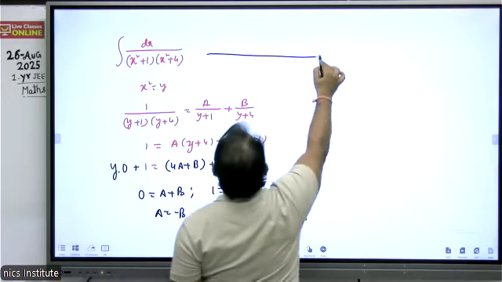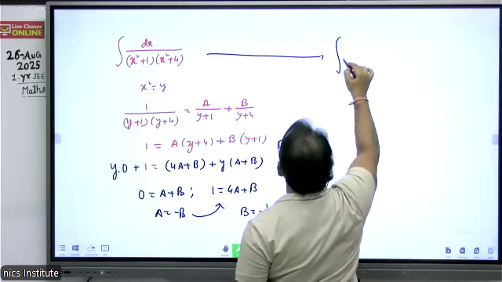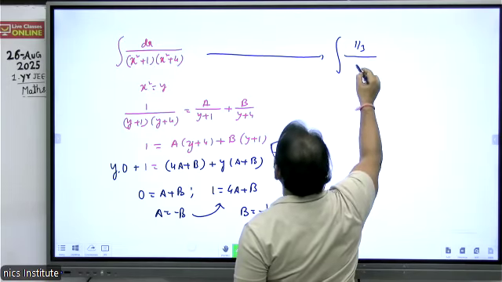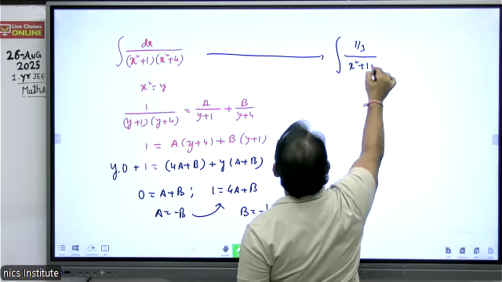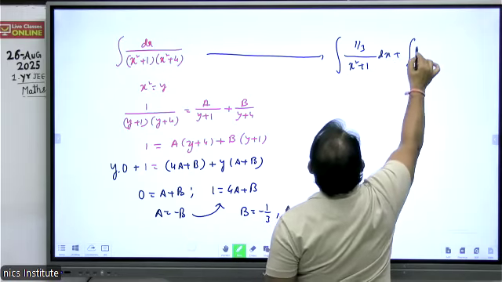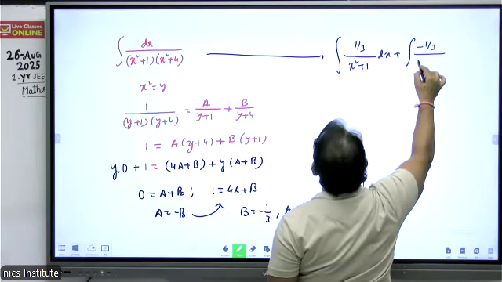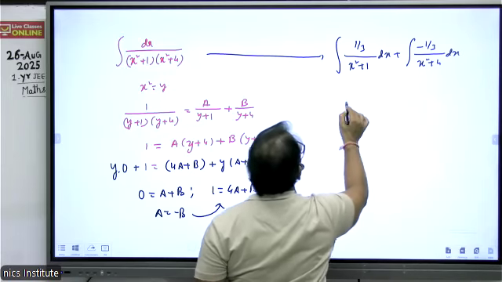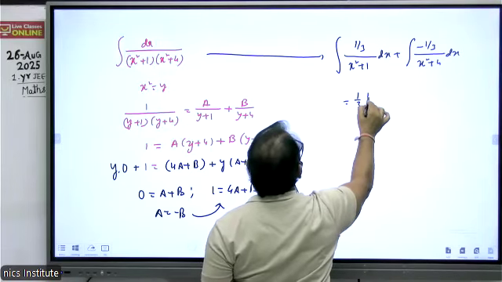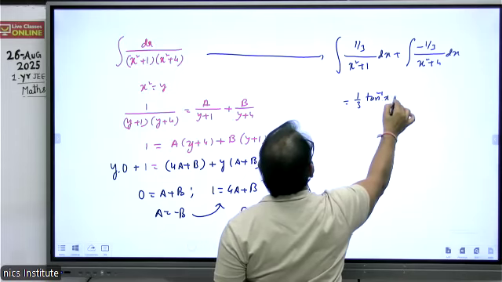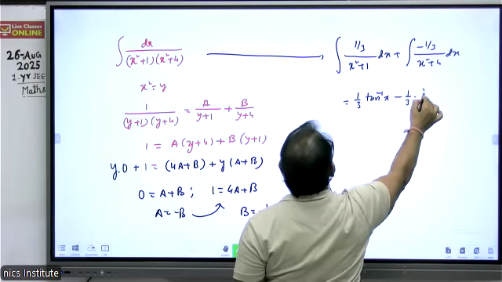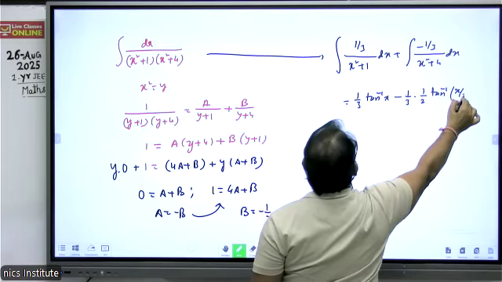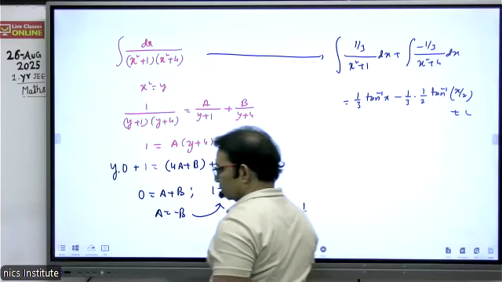So this question is now a by y plus 1, which is x square plus 1, and b divided by y plus 4, which is x square plus 4. Tan inverse is 1 by a. So that is the answer.